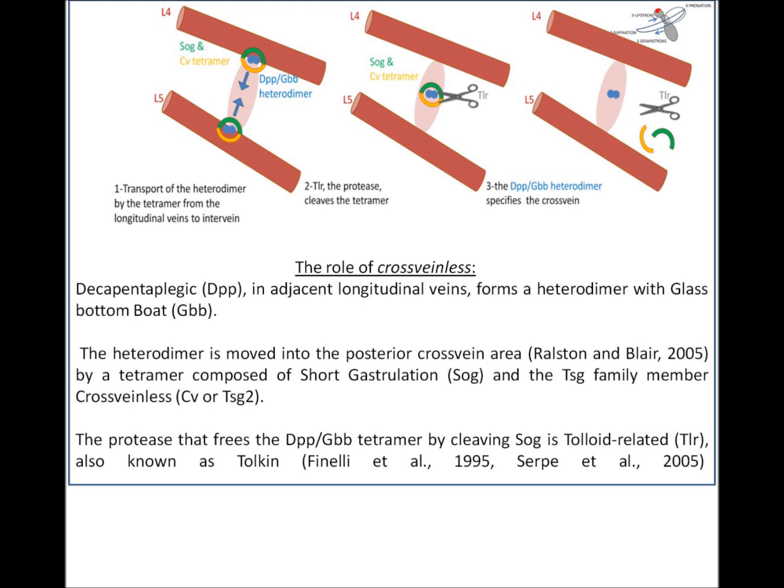The protease then frees the DPP/GBB tetramer by cleaving SOG, and this protease is called tolloid-related, TLR, or Tolkien. Knockdown of crossveinless by an RNAi insert results in partial to total absence of the anterior crossvein and complete absence of the posterior crossvein.